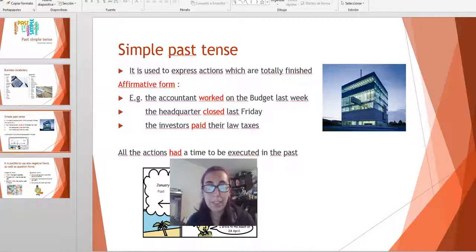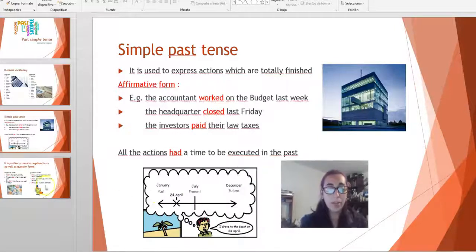Based on the expressions as we have in here, relating to business vocabulary, okay? So, the first one could say, the accountant worked on the budget last week. So remember, budget is presupuesto. Very good. So we have worked as a regular verb, okay? Remember, in affirmative forms, we have to use directly the verb in past, right?